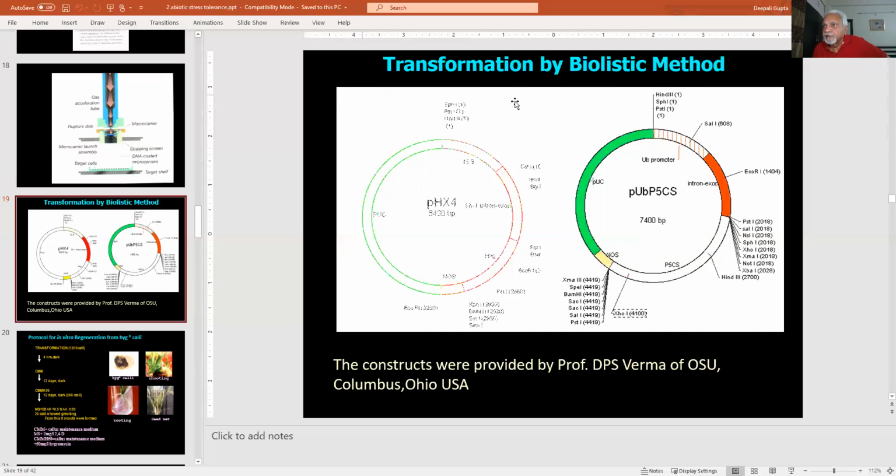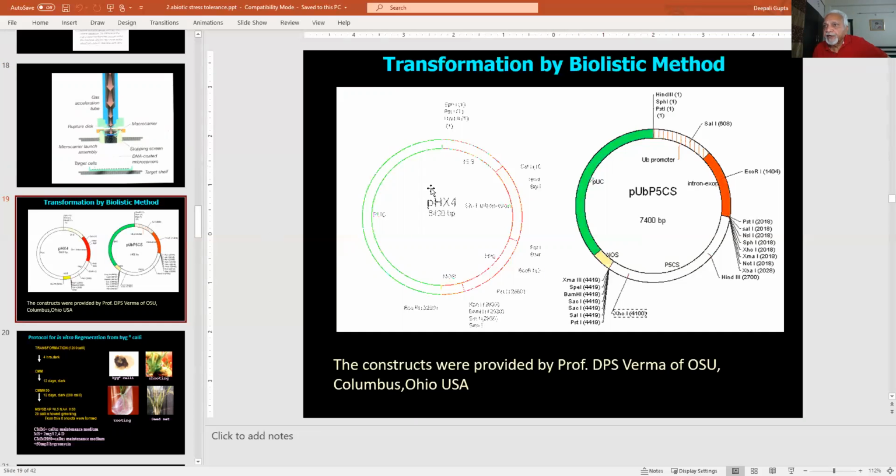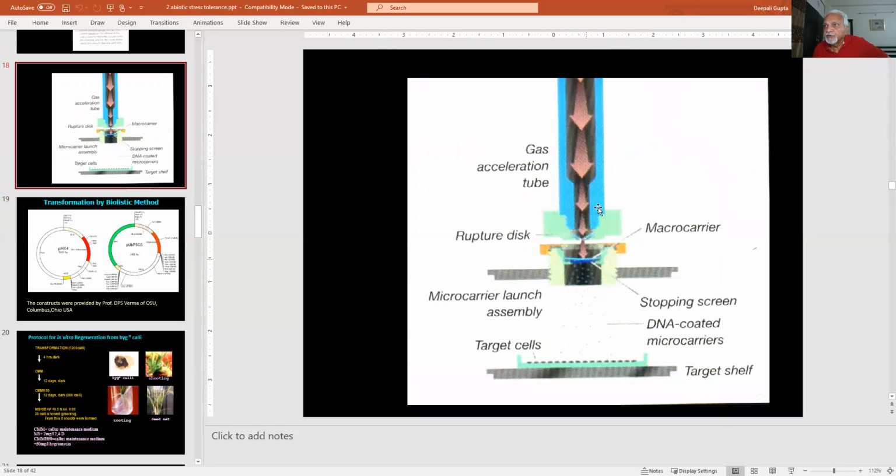And the method which was used in this is the biolistic method, gene gun. What happens in gene gun is this: you coat the particles with these two plasmids together, and then bombard it using this machine, which we call gene gun, and these are the target cells here. So these particles are shot onto those, and eventually they enter into the cell, enter the nucleus, and release the DNA.